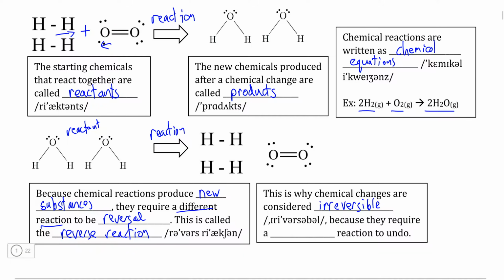previously. And again, this is why we consider chemical reactions to be irreversible, because they require a different reaction, specifically the reverse reaction, in order to undo.